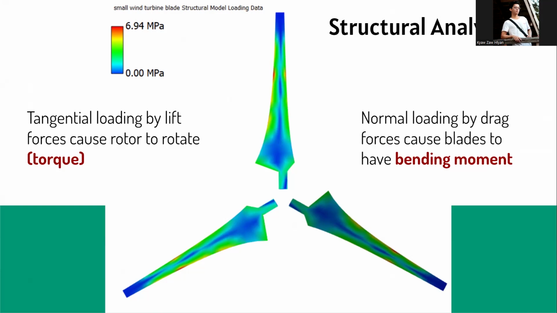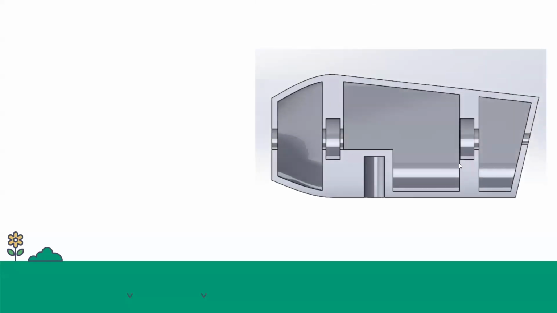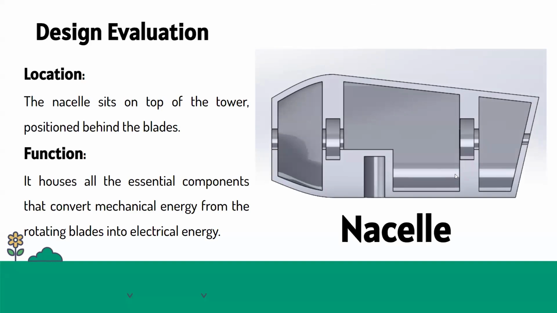So after the structural analysis, we will continue to the part on designing the wind turbine blade in 3D CAD software, where my teammates will continue to explain. So for our project, we also have a CAD design that we have been building. First of all, I would like to talk about the nacelle, which is the main body of our wind turbine that holds a lot of components such as the shaft and gearbox. So let's talk about it.